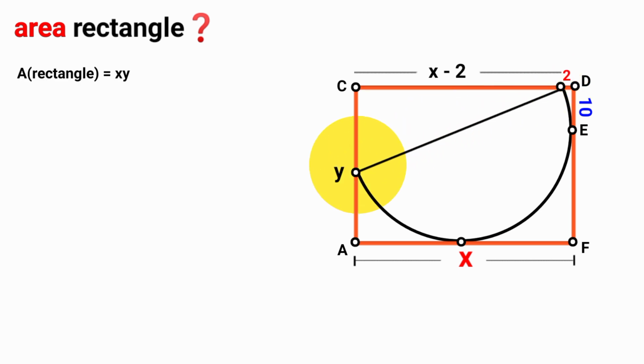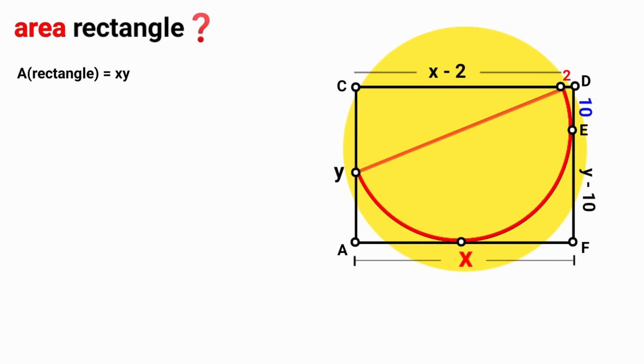And since this side is y, this must also be y. But we have it divided into this small segment, which is 10 units, and this. So its length will be y minus 10. Now since this is a semicircle, definitely this will be its diameter. From the midpoint of the diameter to the end point are radii. Let's say r.